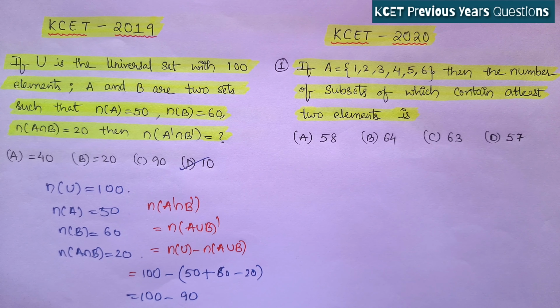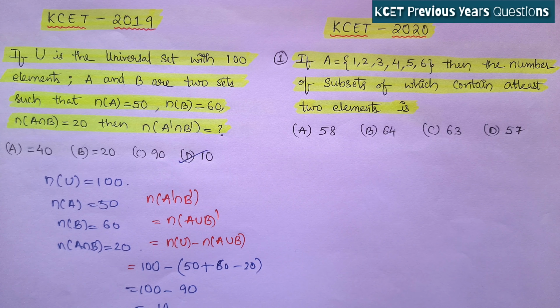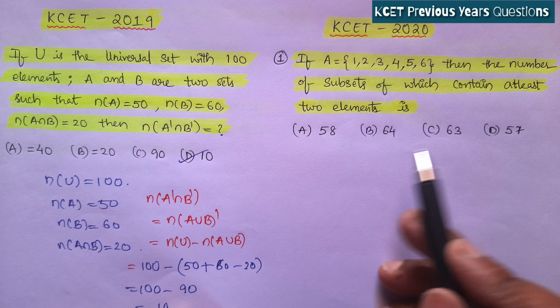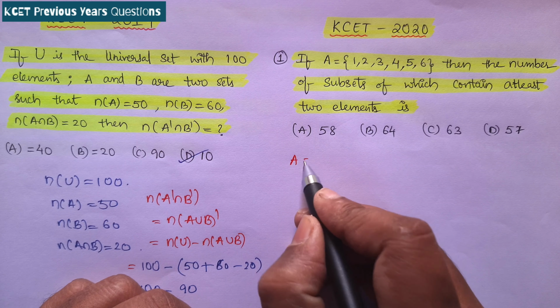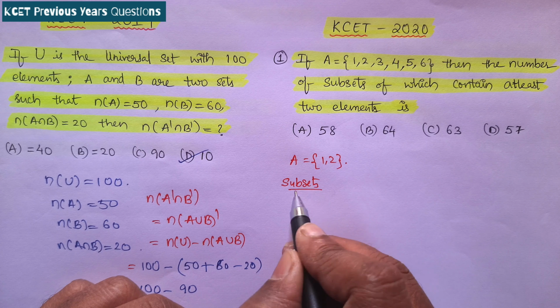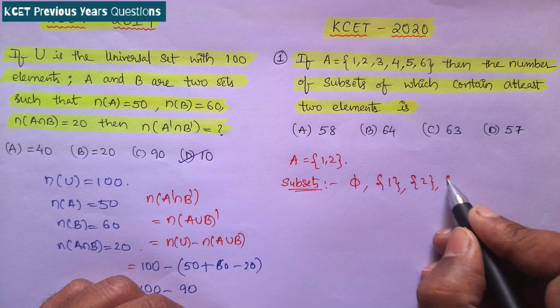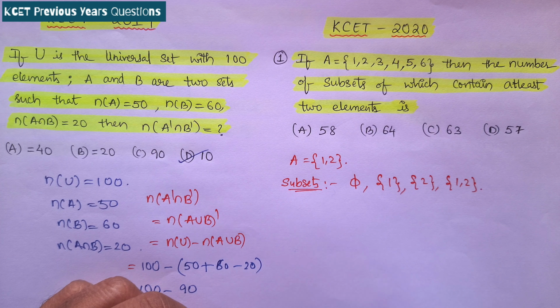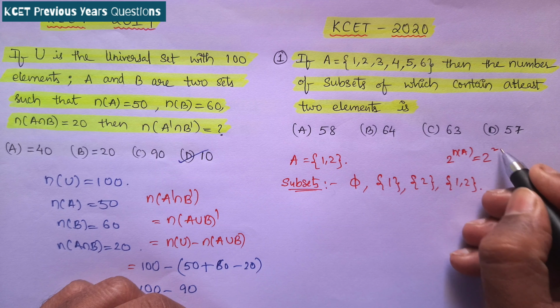Next, the question in 2020. If capital A is 1, 2, 3, 4, 5, 6, then the number of subsets of A which contain at least 2 elements is? So the subset should have at least 2 elements. To understand this, I will give an example. For example, if capital A is equal to 1, 2, then its subsets are the empty set, set 1, set 2 and set 1, 2. So these are the subsets. The formula for the total number of subsets is 2 power n of A, which is 2 squared, 4.